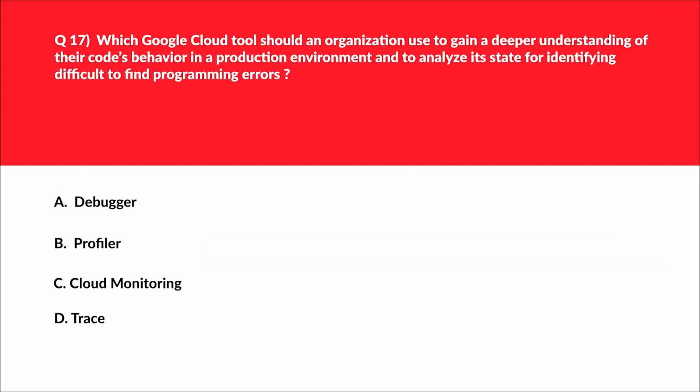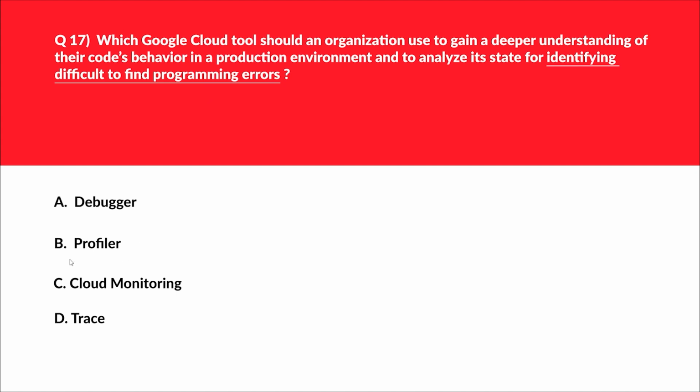Alright, let's look at this concept to find out programming related errors. We'll first look at option A. A says debugger. Debugger is specifically designed to help developers understand the behavior of their code in production, analyze the state to identify hard to find programming errors. Let's park this. We'll look at option B.